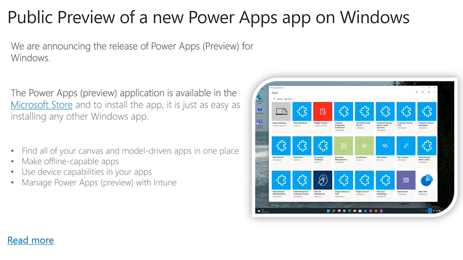With the new Power Apps preview application, you'll be able to run apps in offline mode within that brand new application, and it's fully integrated within the Windows OS. It also supports native Dataverse connectors and native device capabilities, like using your camera control on your device or using it as a barcode scanner. So you can find all your Canvas and model-driven apps in one place once you have that installed. Like I mentioned before, you can make that offline capable, use the device capabilities in your apps, and also manage this with Intune if you're using that.